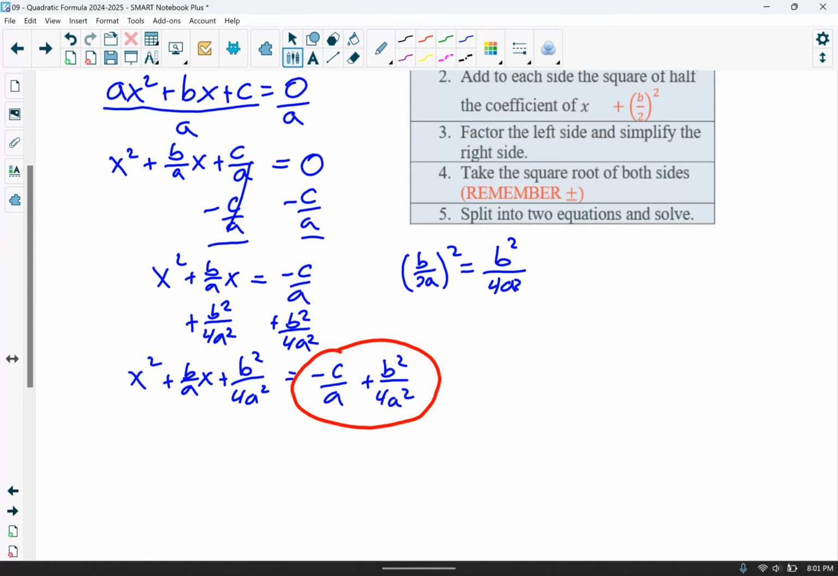Okay. The common denominator would be 4a squared. To get this to be 4a squared, what I'm going to do is multiply both the top and the bottom by 4a. When we do that, we get negative 4ac over 4a squared plus b squared over 4a squared. Now these are like terms, we can combine them. And when we do that, we reorder, making this b squared minus 4ac over 4a squared.